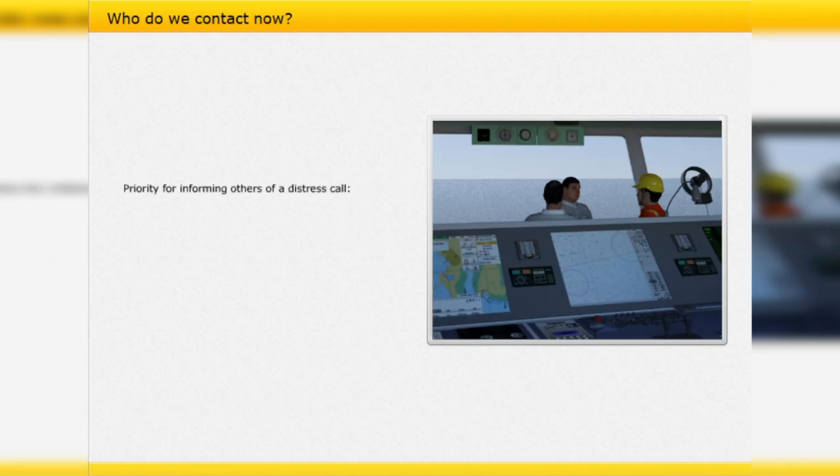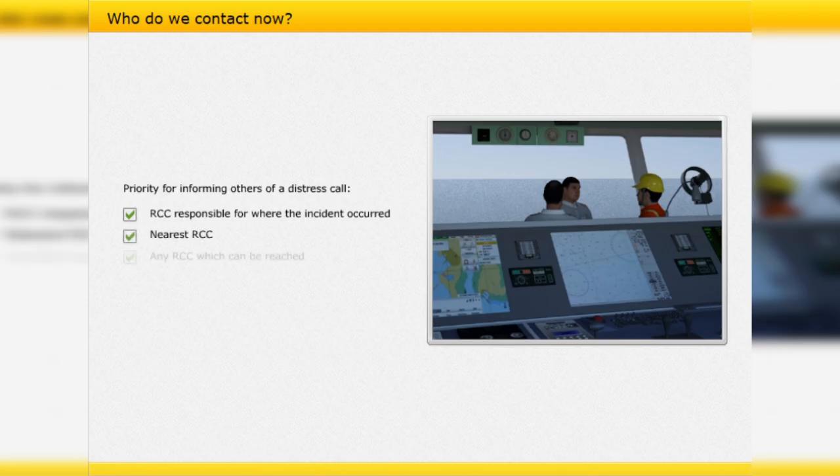After setting off a distress signal, the signal will be picked up by a shore station, aircraft, or a nearby ship. They should then alert others in the following order. The Rescue Coordination Centre responsible for the search and rescue region where the incident occurred. The nearest Rescue Coordination Centre, any RCC which can be reached, or any communications facility.